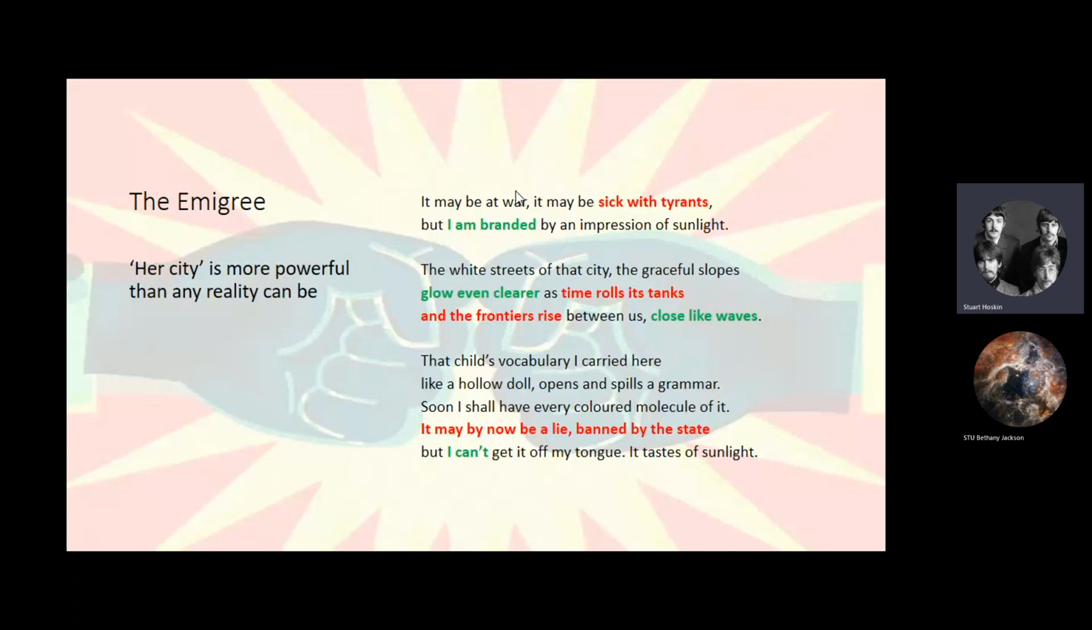But it's contrasted with the fact that she can't get it off her tongue. You can ban what you like. You can call it a lie, what you like, but it doesn't stop it. She can't get the language off her tongue. Like branding, like the waves, she can't. This is something that's not a choice. It's unstoppable. Her city is more powerful than any reality can be. Her view is far more powerful and it can't be stopped. It's not just her choice. You cannot get rid of somebody's identity through those ways.